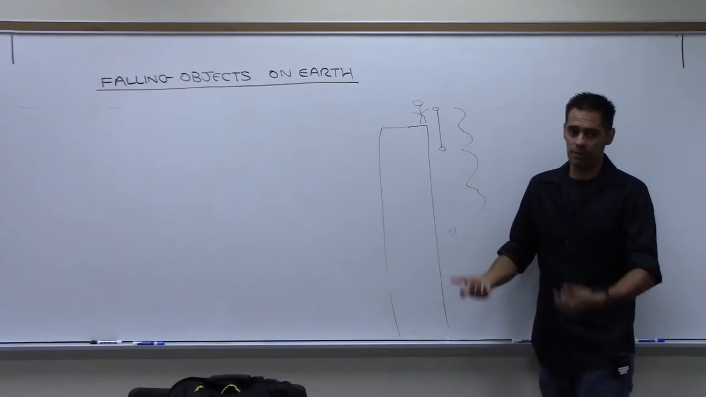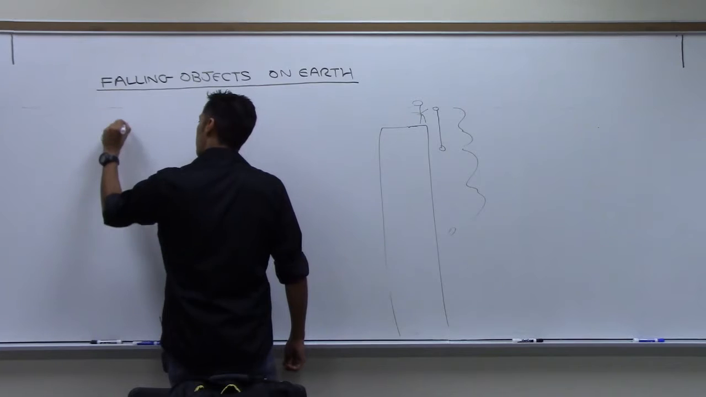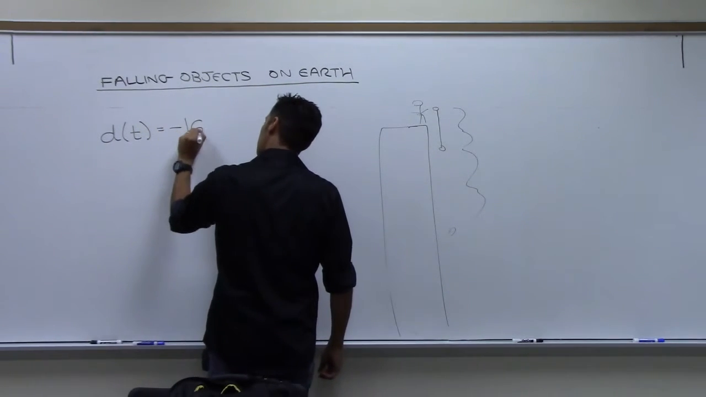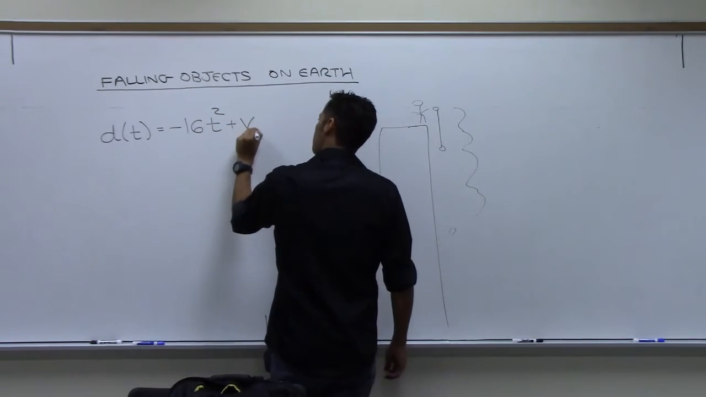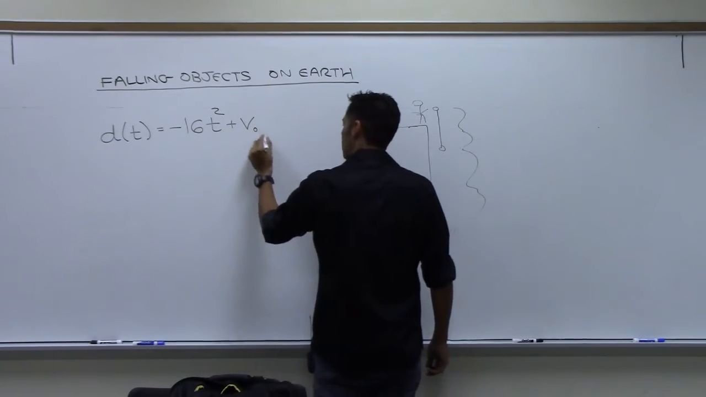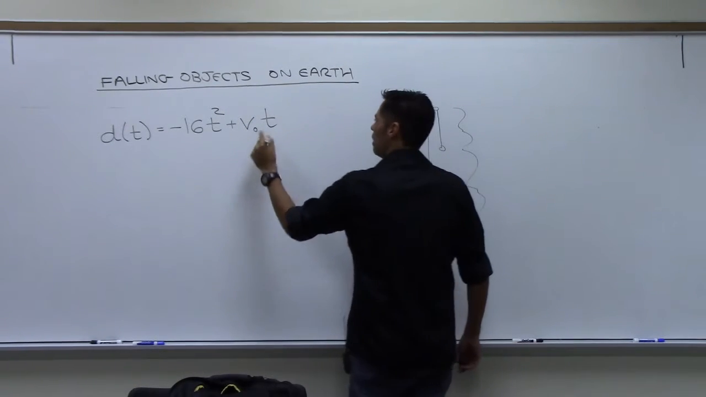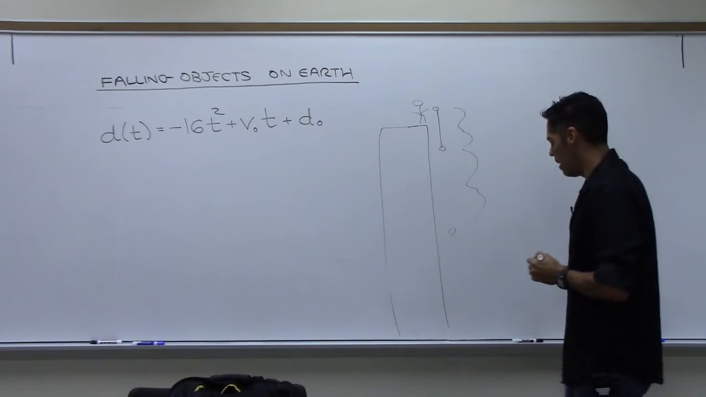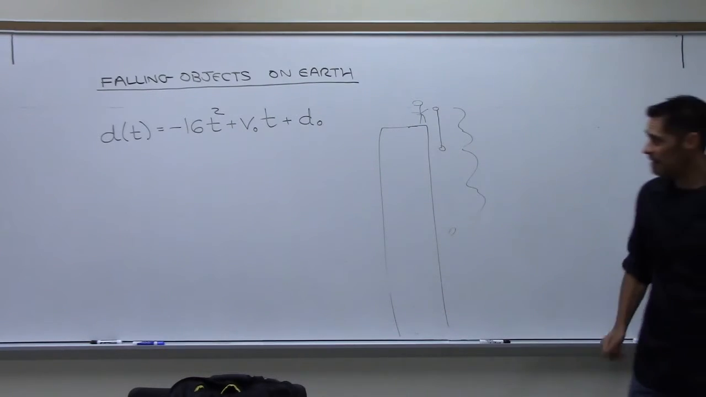And that means that there is a formula for it. And this is the formula. d of t equals negative 16 t squared plus v sub naught, or v naught, or v sub 0, just put v with the subscript of 0 there, plus d subscript 0. That is it. Now I have to explain to you what all of these things mean before we can proceed.